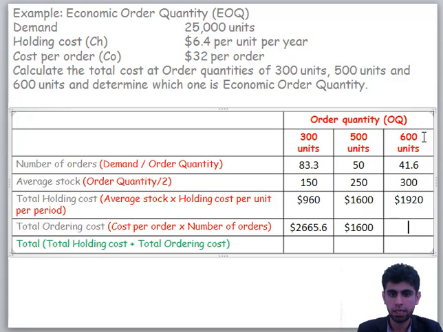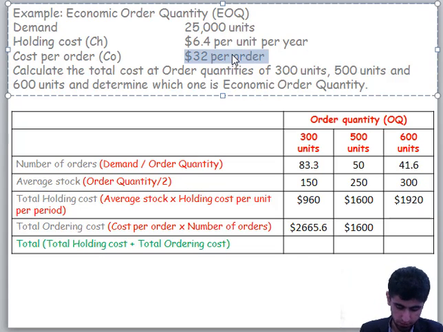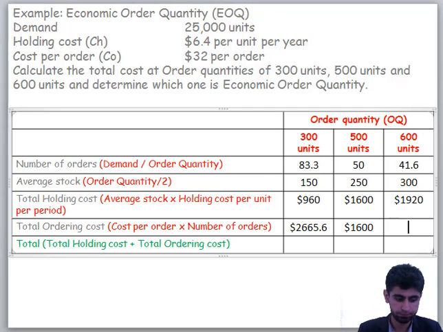The total ordering cost for 600 units is going to be the number of orders, which is 41.6, times the cost per order, 32, and it gives us 1331.2.